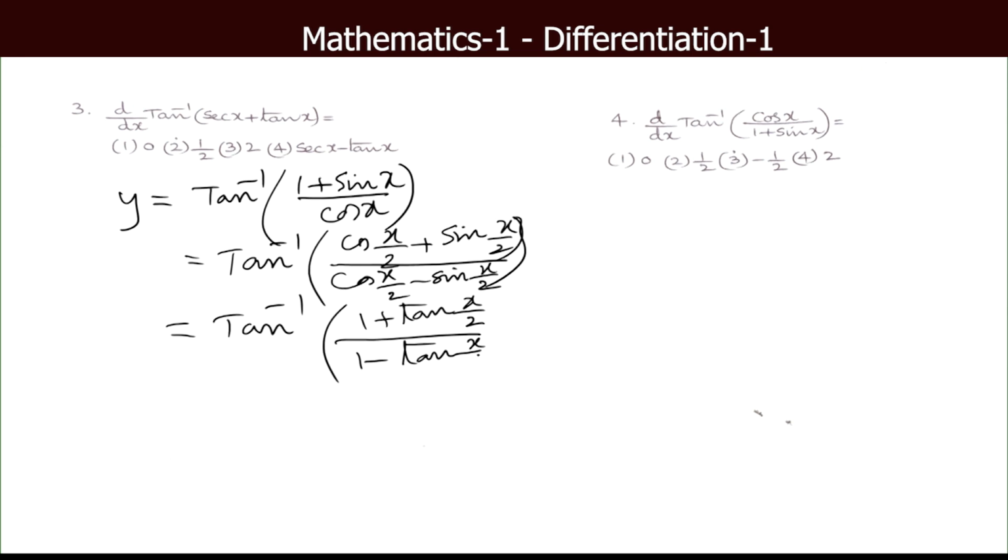You can see 1 is tan pi by 4, and therefore the addition formula will help you to write this in the form arc tan of tan of pi by 4 plus x by 2, tan a plus b. What is tan a plus b? Tan a plus tan b by 1 minus tan a tan b. Tan pi by 4 plus x by 2 is tan pi by 4, which is 1, plus tan x by 2, by 1 minus tan a tan b, tan pi by 4 tan x by 2, which is tan x by 2.